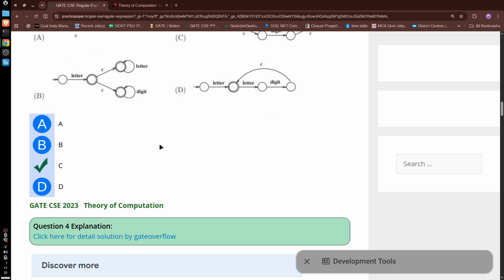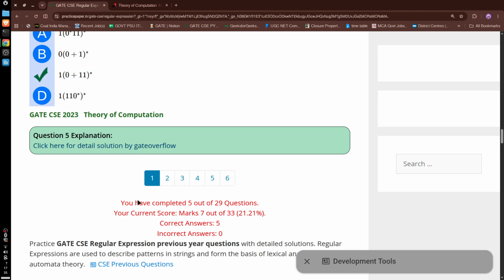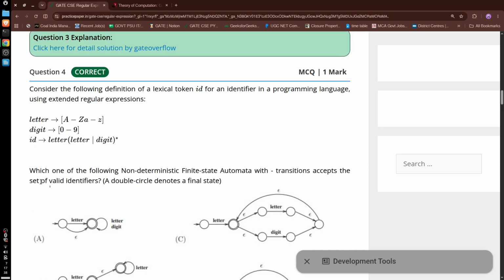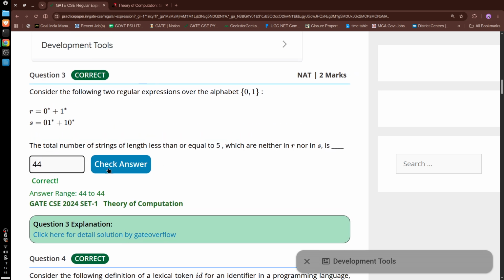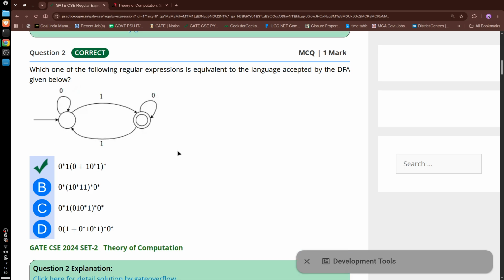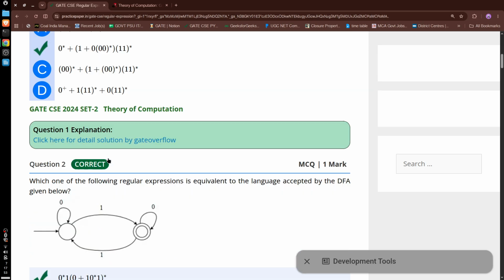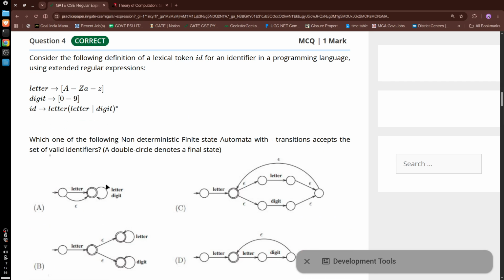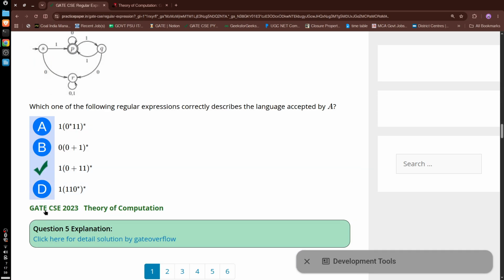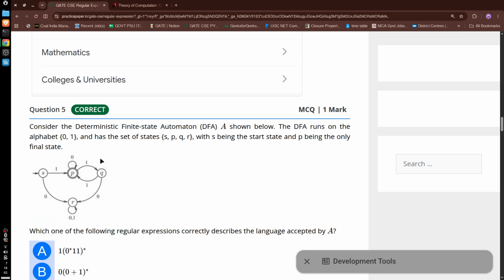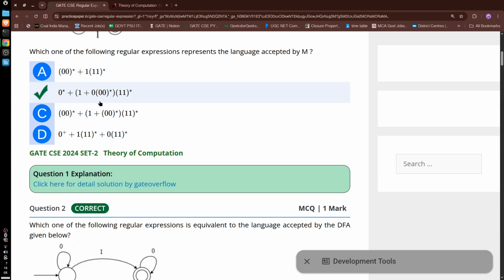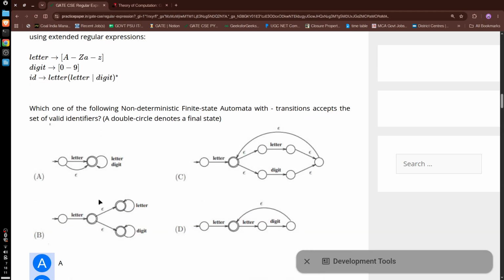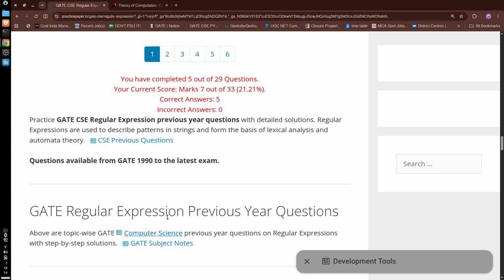Okay, so we have identified the first five regular expressions, and they pretty much have the same concept. This one is a bit different, but the concept was the same, and this one is different, and the concept was not that same. But we can see that of the 5 questions we have done, three of them had exactly the same concept. This was in the 2023 GATE, this was in 2024, and this was in 2024 as well. So you can see that the concept is repeating. The question is not, but the concept is repeating.